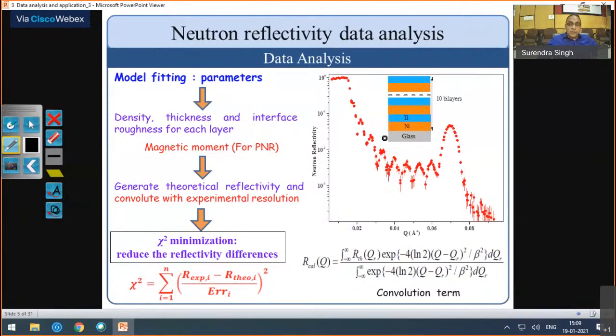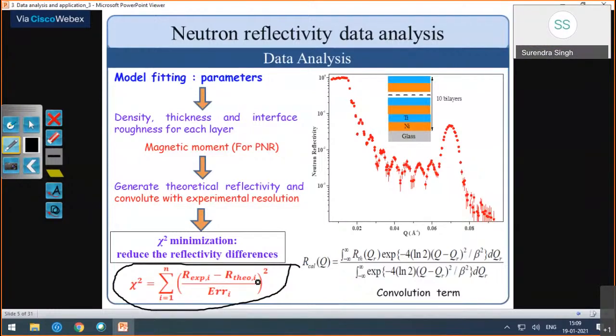Then you have experimental data at each q, and theoretical reflectivity with convolution at each q, and then you calculate this chi-square, which is defined over here. It is nothing but the difference between experimental and theoretical reflectivity, divided by the error on the experimental data point. And you minimize this. What does it mean? You do iteration, changing the parameters, to achieve the minimum difference between the experimental and theoretical reflectivity pattern.